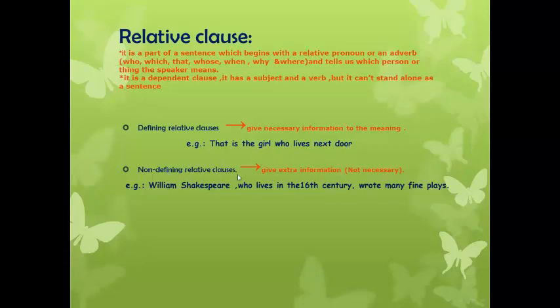While non-defining relative clauses give extra information not necessary to the meaning. You can understand the whole sentence. For example, William Shakespeare, who lived in the 16th century, wrote many fine plays. We can understand the meaning if we omit or delete this part, who lived in the 16th century. William Shakespeare wrote many fine plays. We have a meaning, but the non-defining relative clause gives us extra information about the noun. Here the noun is the subject, William Shakespeare.